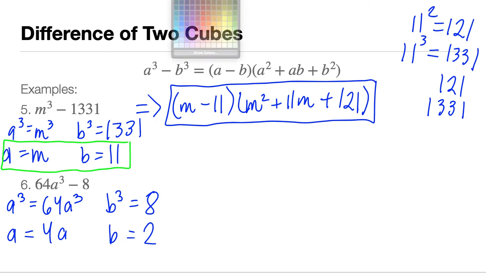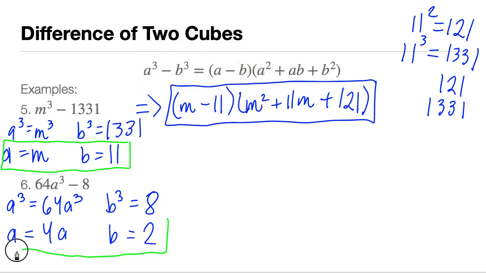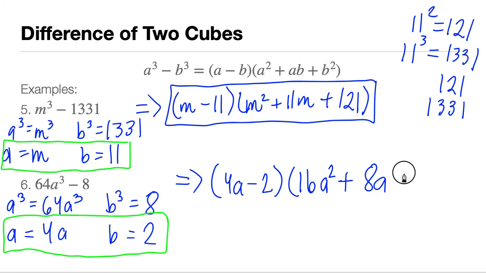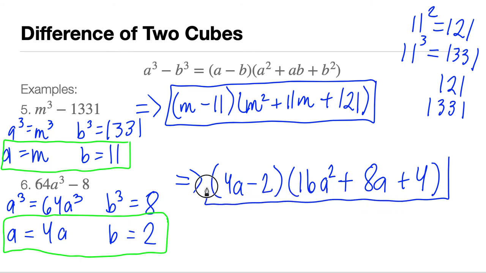So let's apply these values to our formula. Follow this formula here. Okay, so a minus b, 4a minus 2, and then square the first term. 4a squared is what? 16a squared. Okay, and then a times b, 4a times 2 is plus 8a. And then lastly, square the last term, which is positive 4. And that is our answer for number 6.